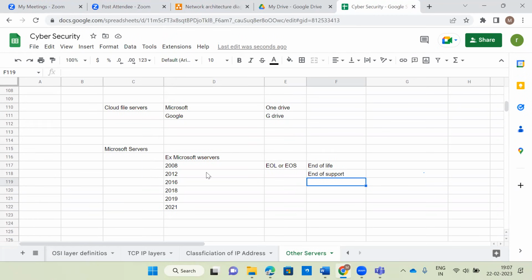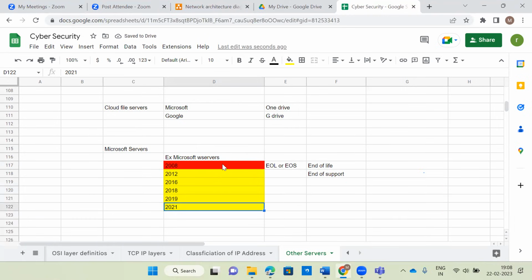Okay. So 2008 is EOL and EOS. There is no more Windows support or Windows patch updates provided by Microsoft. For 2012, 16, 18, 19, 20, for these model numbers, Microsoft is releasing the patch updates. They are not legacy servers, and there is no end of life or end of support for them. Meaning for these servers, Microsoft is releasing the patch updates. So 2008 is completely obsolete. So that is about Microsoft servers.